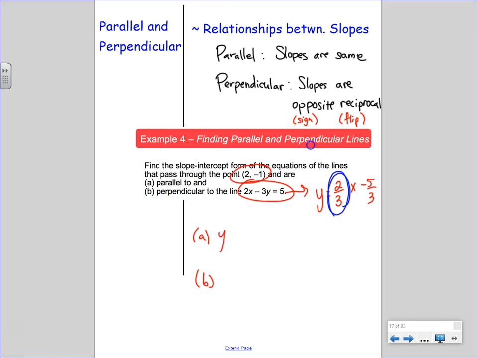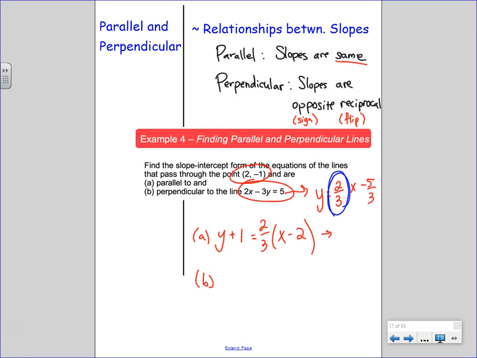So let's go ahead and just use it. I'm going to do y minus y1. You guys know it's y plus 1, right? It's minus a negative. Okay. Equals m times x minus x1. But what am I using for m if it's parallel? Keep it that? 2/3.